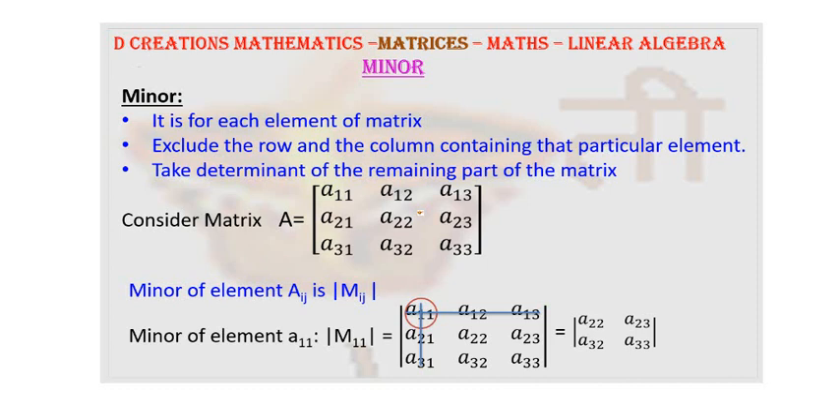So given any matrix, if you want to find out minor for each of the elements of the matrix, what you need to do is essentially exclude the row and the column containing that particular element, and then take determinant of the remaining part of the matrix. I'm sure this reminds you of something we have done earlier. Here, let me illustrate it for you.